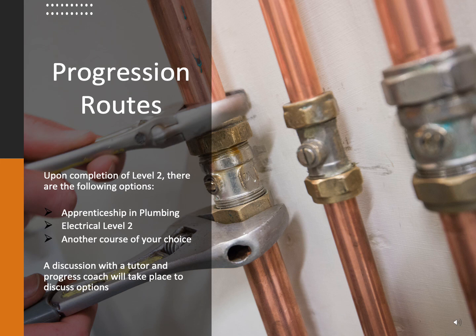So once you finish level 2 plumbing, the first port of call would be an apprenticeship, so that's working with an employer, attending the college on a block release program. Or you could move on to level 2 electrical should you be unsuccessful in finding an employer. Electrical level 2 is very closely knitted in building services to plumbing, and the two areas complement each other really well. As a third option, you might like to do something completely different, and the college has a massive variety of courses you can choose from. So there are your 3 options on your progression routes.